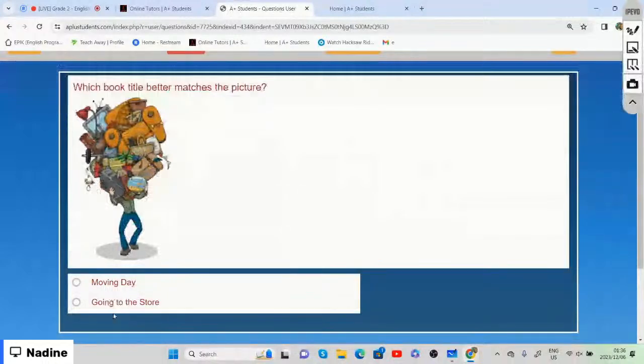If we look at the picture over here, which book title do you think better matches the picture? Is it Moving Day or Going to the Store? All right, so if we choose the book title that better matches the picture, we can say it is Moving Day, because we see that that is a possible answer. Moving Day.